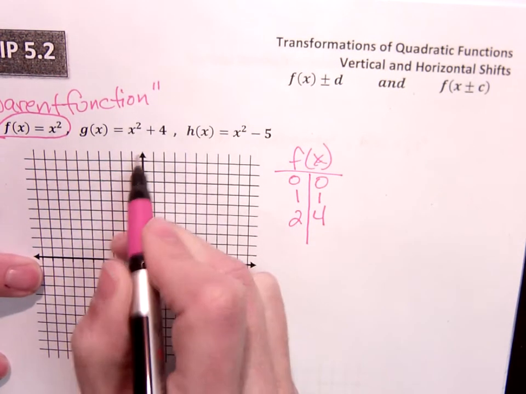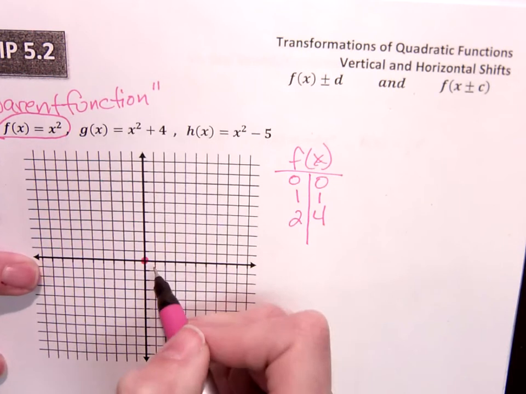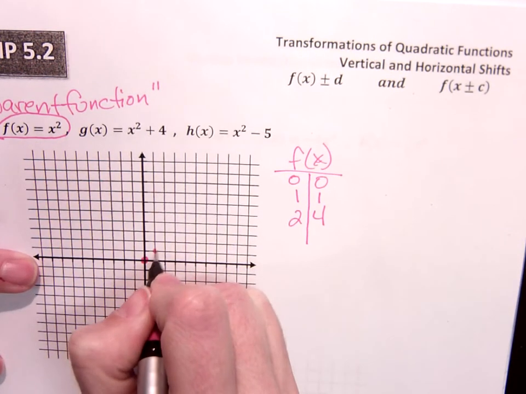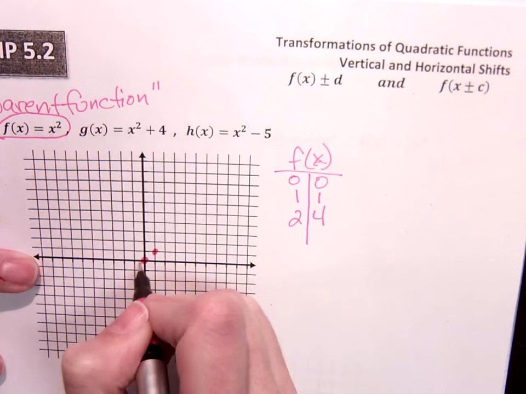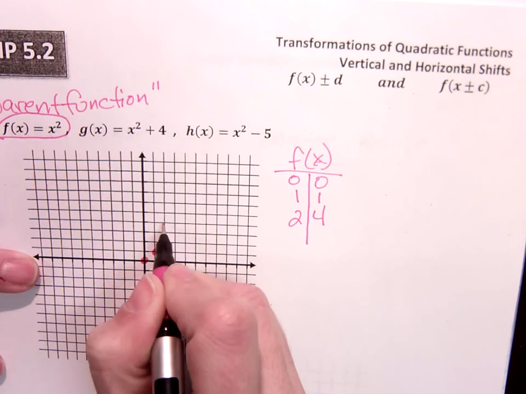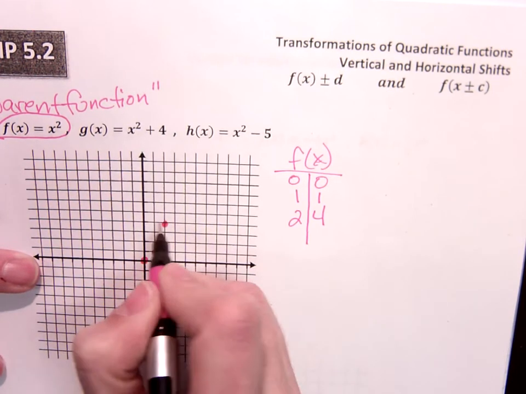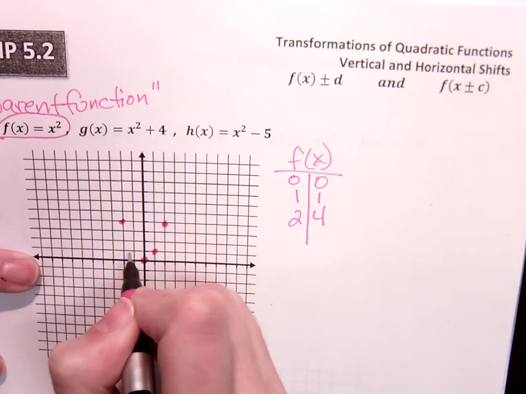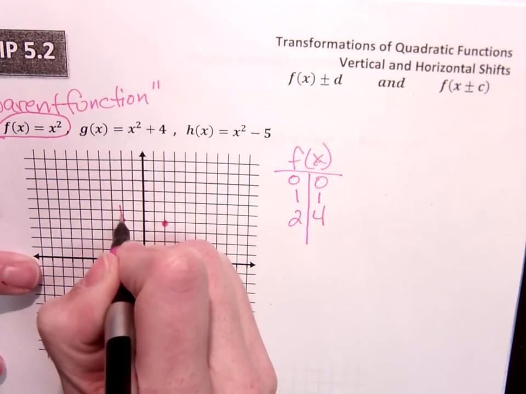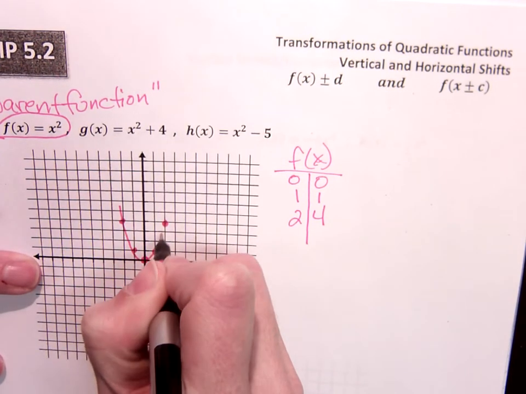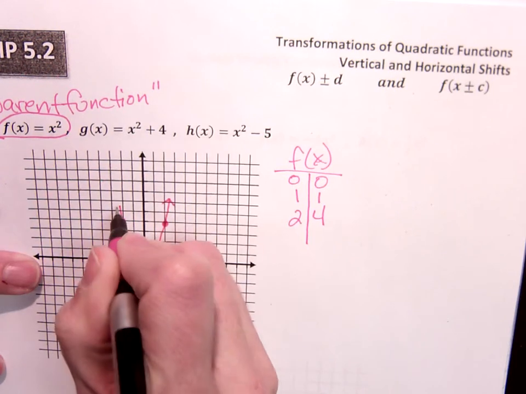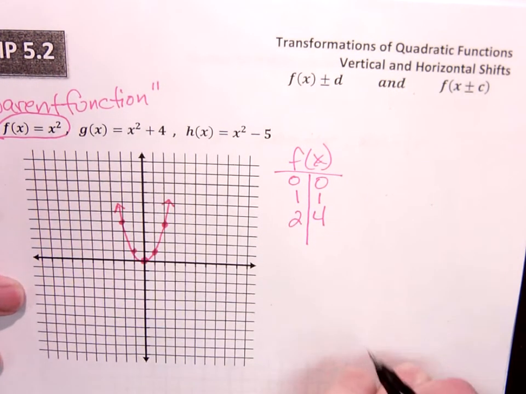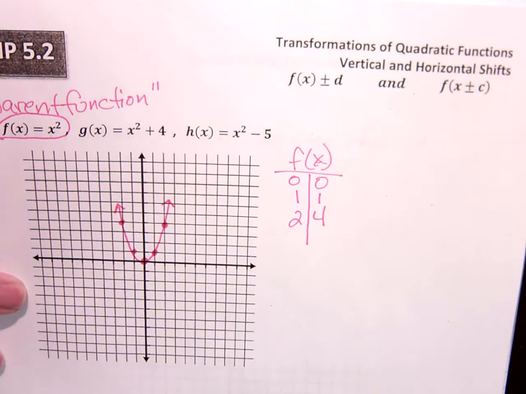0, 0, that's where our axis is that we're going to reflect everything across. 1, 1, 2, 4. Plot the other points, and we can draw our parabola. Parent function sitting at the origin. Okay.